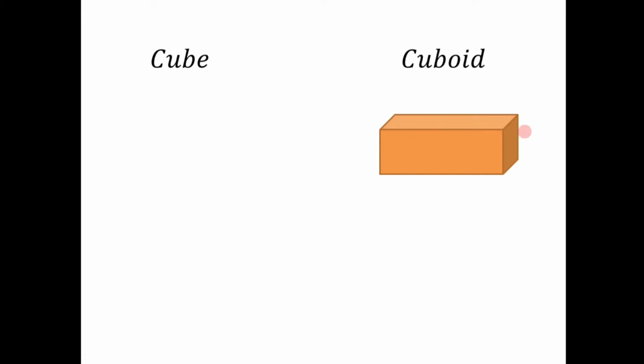Now if you consider this cuboid, it has a length, it has breadth, and it has height. So these three dimensions are there for a cuboid. That's why it is a three-dimensional diagram. On the other hand, for a cube, the length is equal to breadth is equal to height. So this is the basic difference between cube and cuboid. For a cube, the length, breadth, and height are equal. On the other hand, for a cuboid, the length, breadth, and height are different.